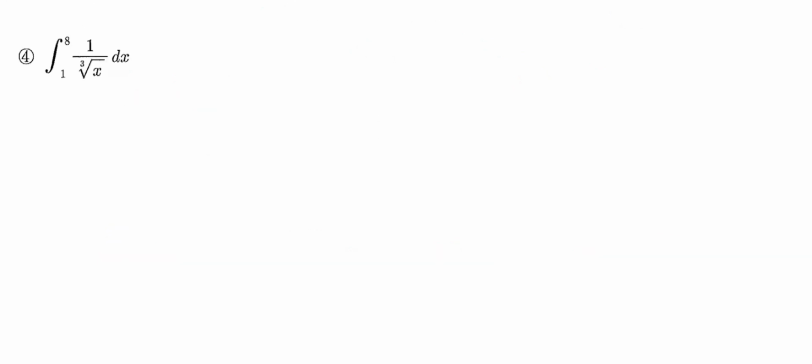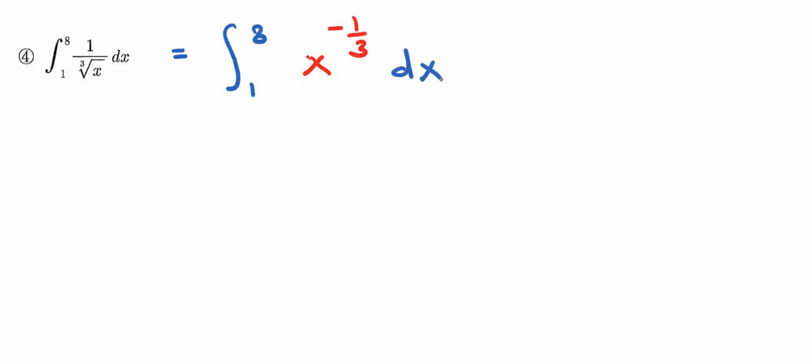Okay, let's move on to the next question now. For question number 4, I need to find the answer here for this definite integral when I have 1 over the cube root of x. So step number 1, let's just rewrite our problem so that we have a power here. So this is going to be x to the power of -1/3 times dx.